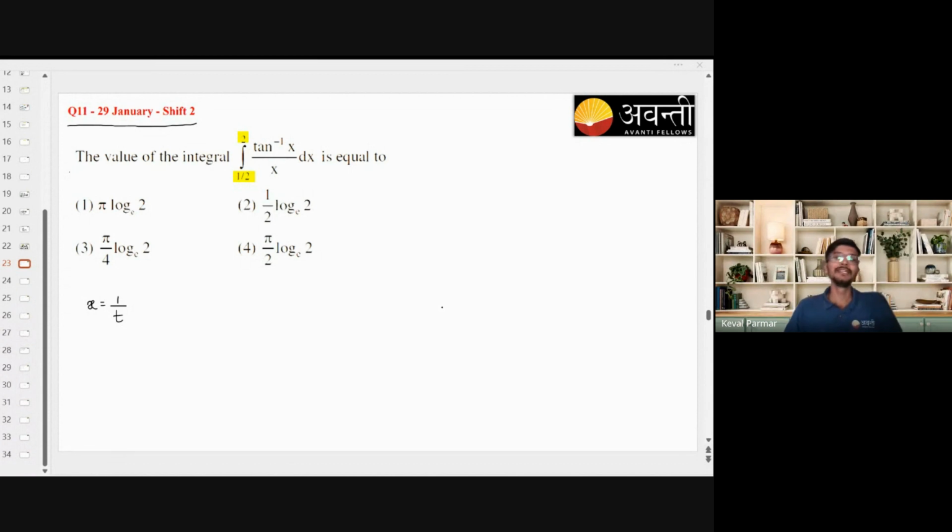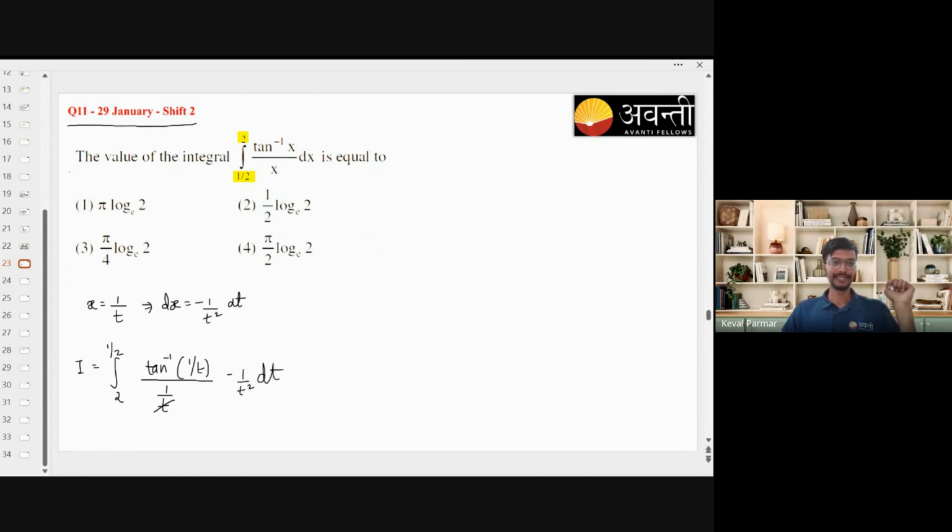Okay, guys. Where were we? Yeah. Whenever the limits, as you can see, are reciprocals of each other, x equals 1 by t is a good substitution. That means dx will be equal to minus 1 by t square dt. So the limits will get interchanged. That means it will be 2 to 1 by 2. What will we get? Tan inverse of 1 by t upon 1 by t into minus 1 by t square dt.